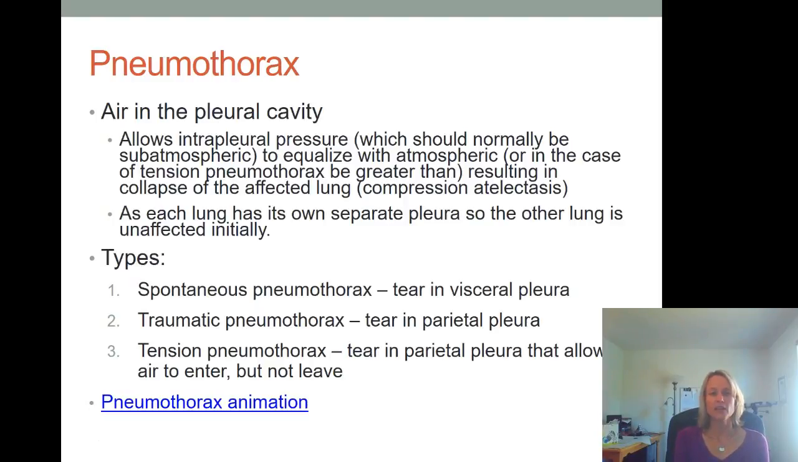And this allows that interpleural pressure, which should normally be subatmospheric or negative, less than atmospheric pressure, to equalize with the atmospheric pressure. Or in the case of a tension pneumothorax, be even greater. And that results in the collapse of the affected lung, or compression atelectasis. Now remember, each lung has its own separate pleura, so the other lung is not affected initially. There are different types: spontaneous pneumothorax, traumatic pneumothorax, or tension pneumothorax. We're going to take a look at each of these.